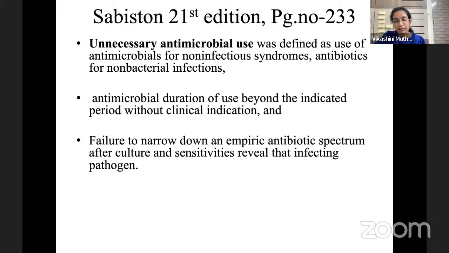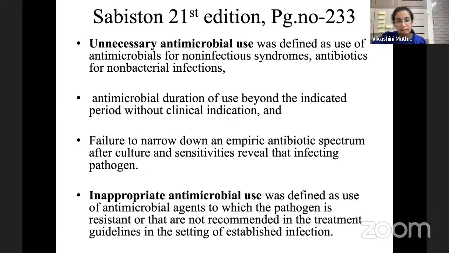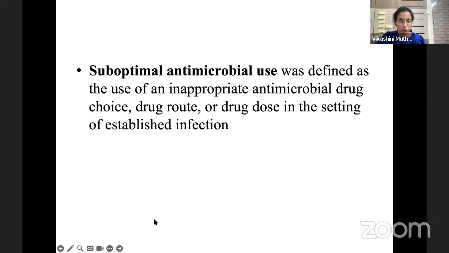But upon receiving the pus culture report, if you don't narrow down this empirical treatment to a single antibiotic, then that is also defined as an unnecessary antimicrobial use. Next is inappropriate antimicrobial use. Yes, inappropriate is if the pus culture has proved a pathogen resistant to a particular antibiotic, but you still continue using that antibiotic to which the pathogen is resistant, then that is inappropriate use of the antimicrobial, like antibiotics.